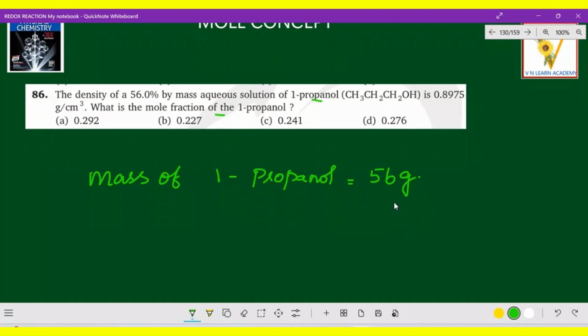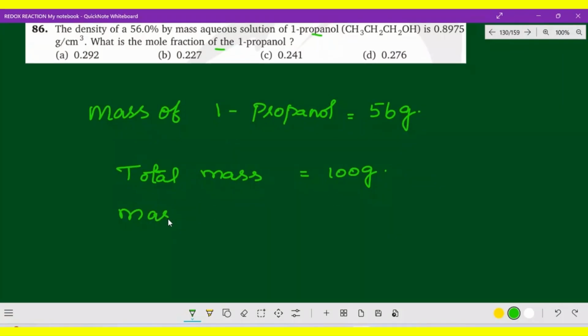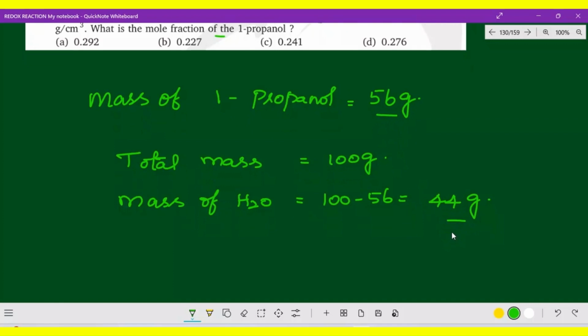Okay. Now next, total mass is actually 100 gram. So mass of water. They added aqueous solution, so definitely added water. So mass of water, how much is it actually? 100 minus 56, here 44 gram, right? So mass of 1 propanol is 56, mass of water is 44 grams. So you will get 100.